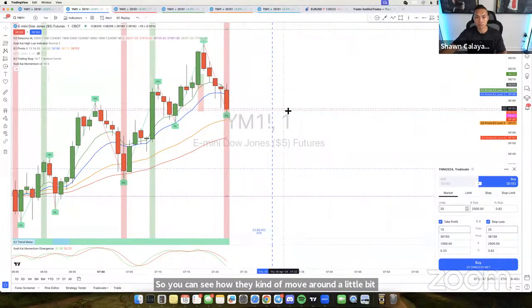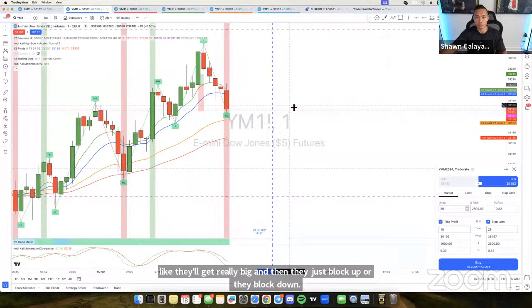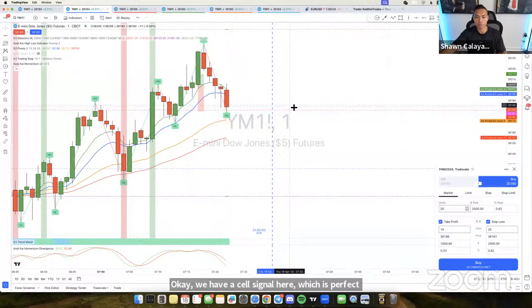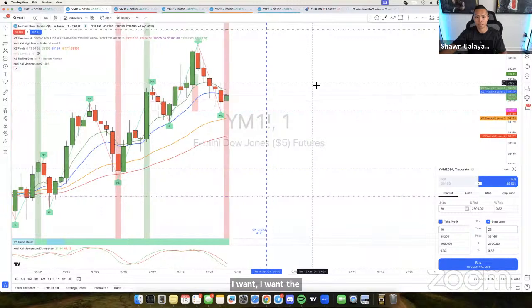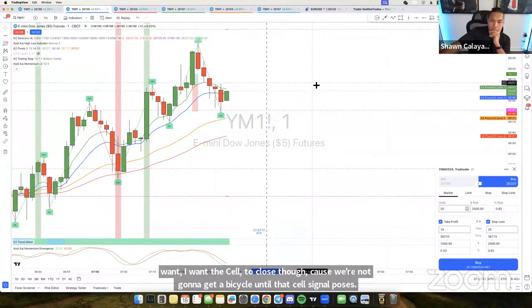Okay, we have a sell signal here, which is perfect because if we have a correction back to the upside, it's going to work in our favor. I want the sell signal to close though, because we're not going to get a buy signal until that sell signal closes. All right, I mean, it's all good. It is what it is.